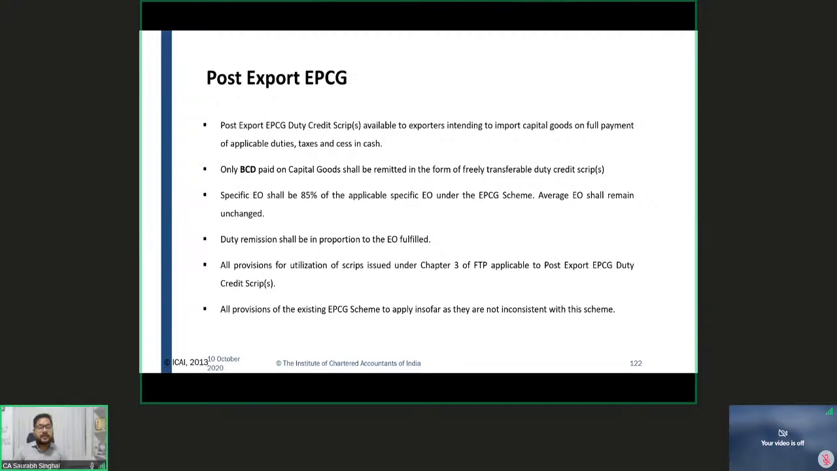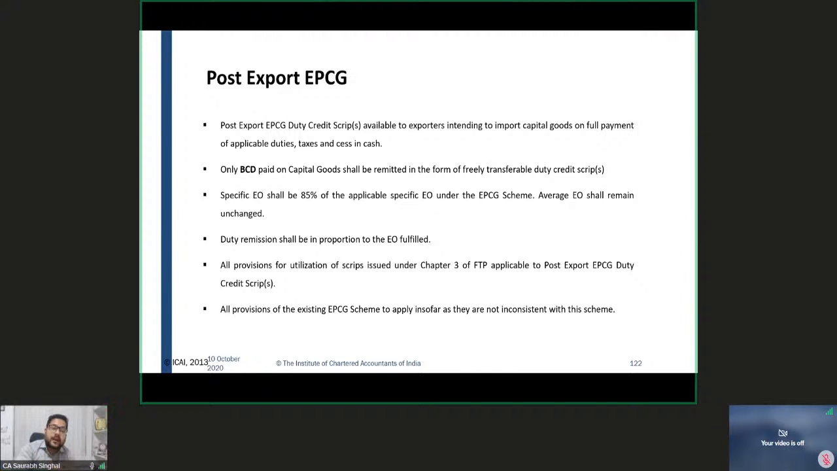Now, what is post-export EPCG, which is much like DFIA in case of EPCG, wherein a person is granted duty credit scrips for payment of BCD once he has exported certain goods. So rather than importing capital goods duty free and using them for manufacture or rendering of services, you can apply for a post-export EPCG. You can first import capital goods on full payment of duty, manufacture goods, export them, or provide services. And thereafter, you can apply for post-export duty credit scrips. These duty credit scrips will be given to you for payment of BCD. These duty credit scrips again will be completely transferable.